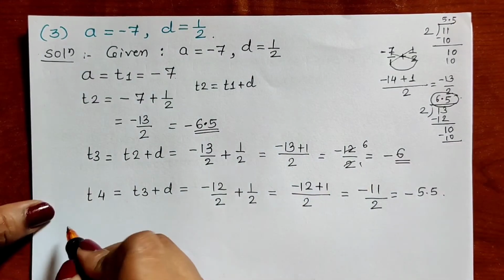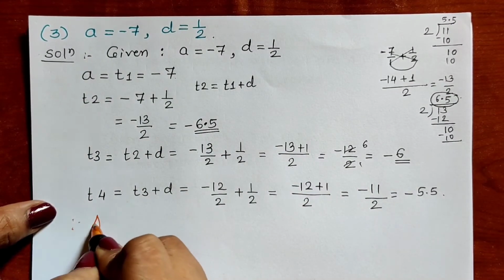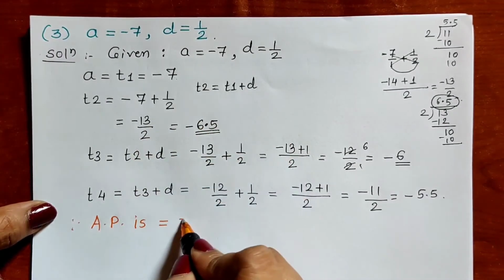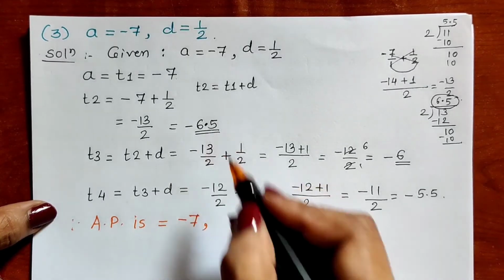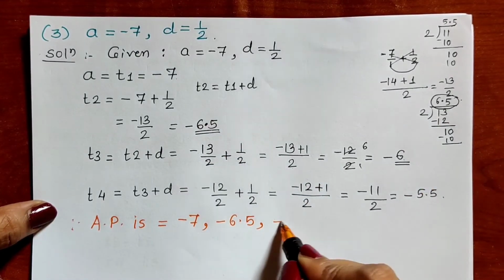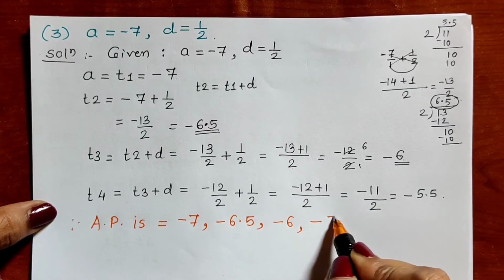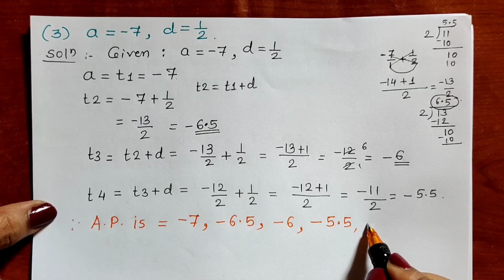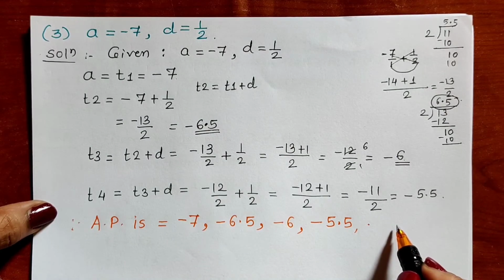So now write AP. Therefore AP is first term minus 7, second term minus 6.5, third term minus 6, fourth term minus 5.5. What will be the fifth term? Fifth term will be minus 5. What will be the sixth term? Sixth term will be minus 4.5. Like that the terms will be there.